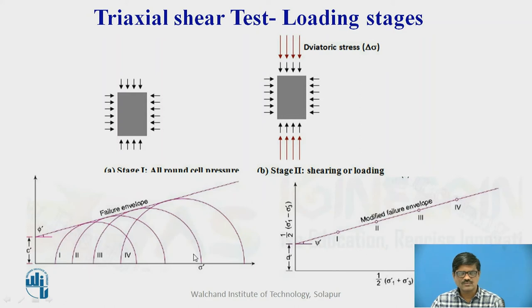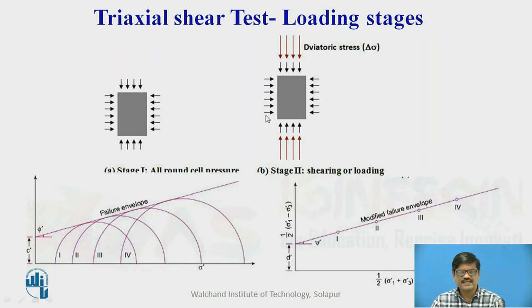So here at the bottom, on the left hand side, on the x-axis, the normal stress is plotted, and on the y-axis the shear stress is plotted. So the first circle, you can see the first Mohr circle corresponding to the first trial, because sigma 1 and sigma 3 are known to us.